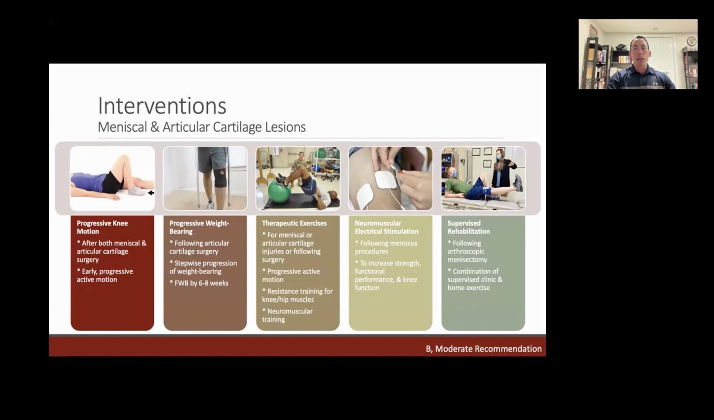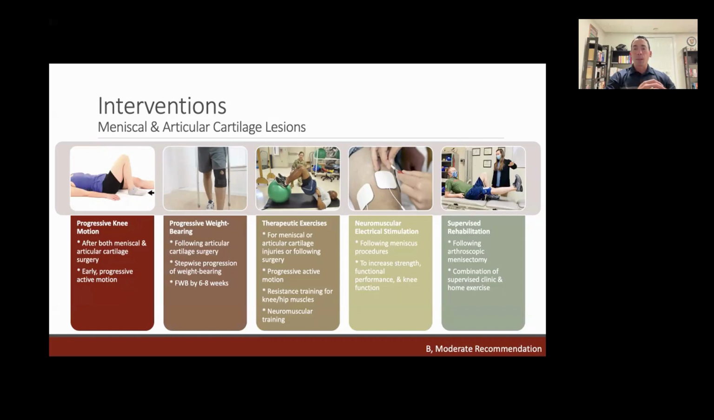So progressive active and passive knee motion may be utilized early in the rehabilitation of patients after both meniscal and articular cartilage surgery. And post-surgical rehabilitation guidelines typically limit end range flexion after meniscus repairs. Following articular cartilage surgery, you should use a stepwise progression of weight bearing. Full weight bearing should be achieved within 6 to 8 weeks. This may be achieved with the patient non-weight bearing for the first 2 weeks, then partial weight bearing at 25% for 1 week, 50% for 1 week, 75% for 1 week, and finally full weight bearing at 6 weeks post-surgery.